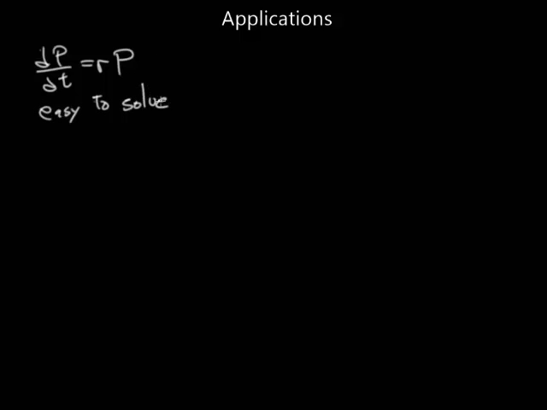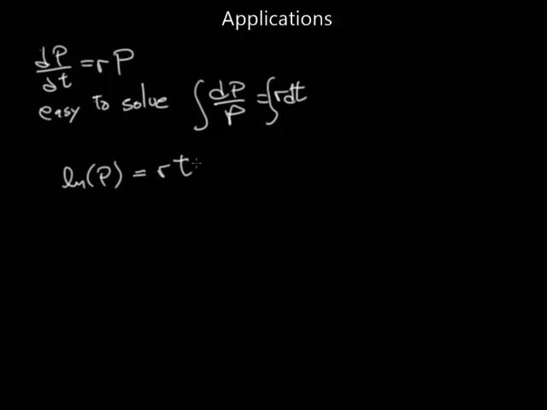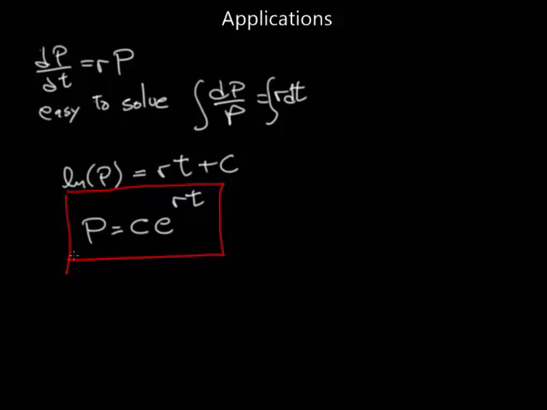It's separable, so you write it as dp over p is equal to r dt, and you integrate both sides, and you conclude that log of p is equal to rt plus c. And then you exponentiate and rename the constant, and you get the solution that p is equal to c e to the r times t. So this is exponential growth. The population increases like an exponential, and how fast it is determined by this r.